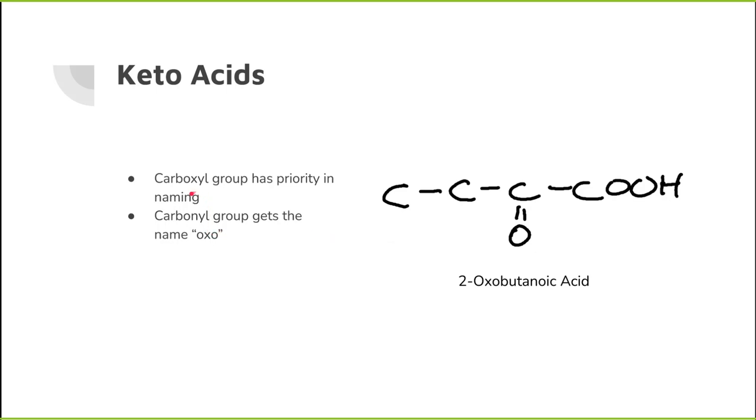And then we can also have what are called keto acids. This is a carboxyl group, it takes priority over this double bond oxygen here. So this is butanoic acid, and this is on the second carbon, so this gets called 2-oxobutanoic acid. These are known as keto acids because you've got this ketone group here. Any questions there?